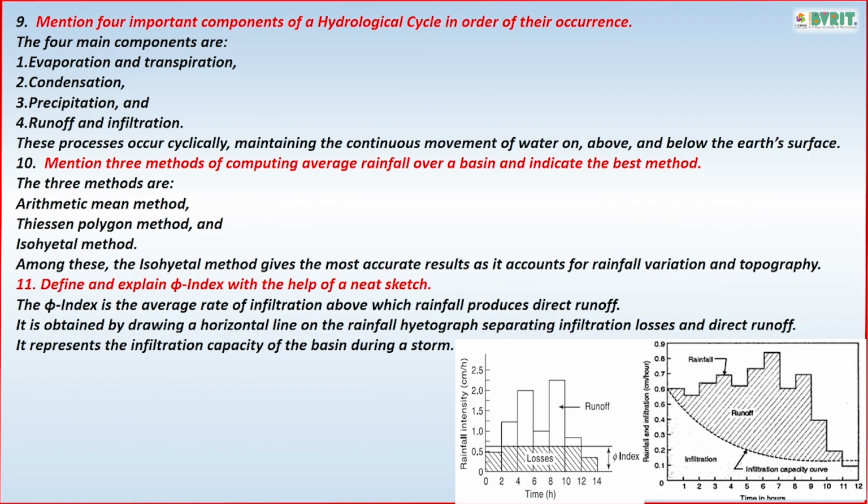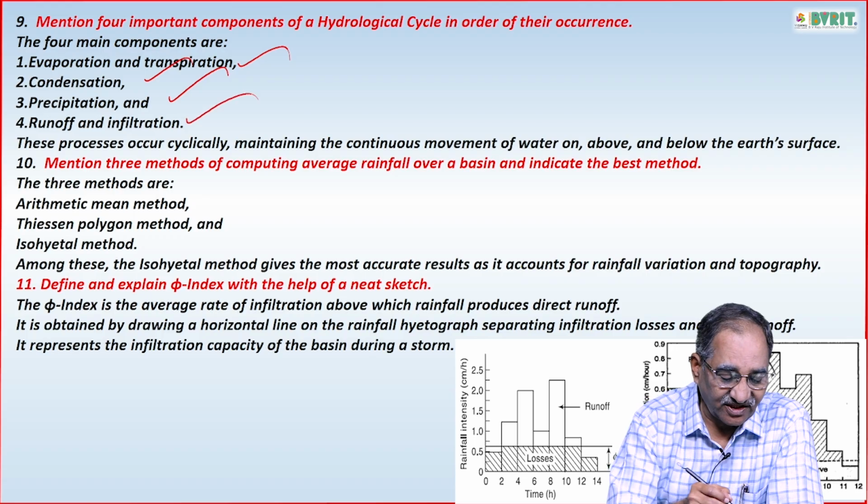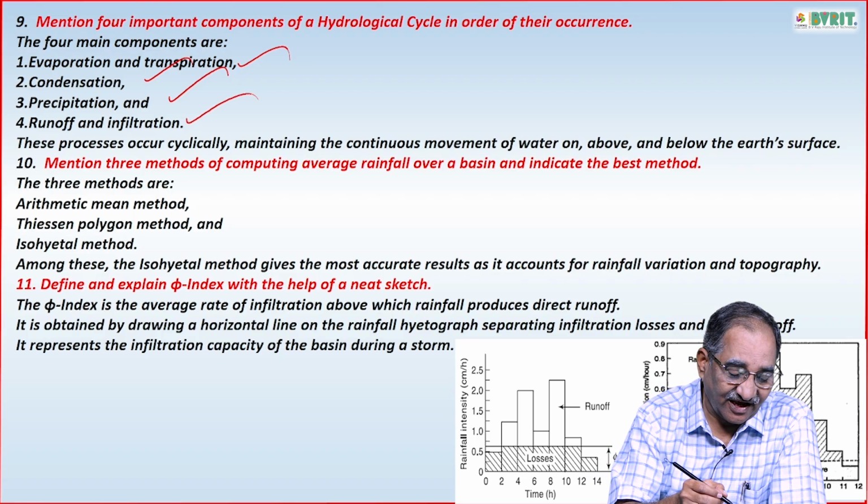Mention 4 important components of a hydrologic cycle in the order of their occurrence. The main components of the hydrologic cycle are evaporation and transpiration, then condensation, precipitation, next runoff and infiltration. It continues cyclically.